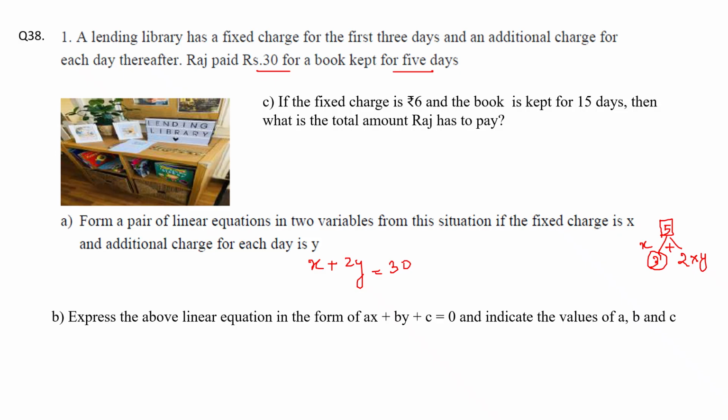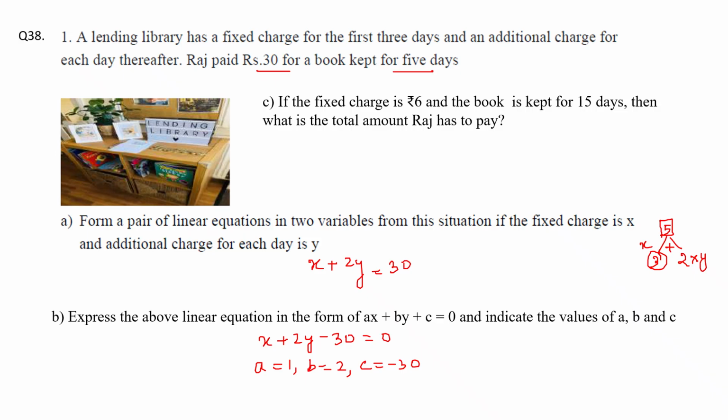Second question says, express the above linear equation in the form of ax plus by plus c equal to 0 and indicate the values of a, b and c. So above equation, it will be x plus 2y minus 30 equal to 0. So your a is 1, b is 2 and c is minus 30.